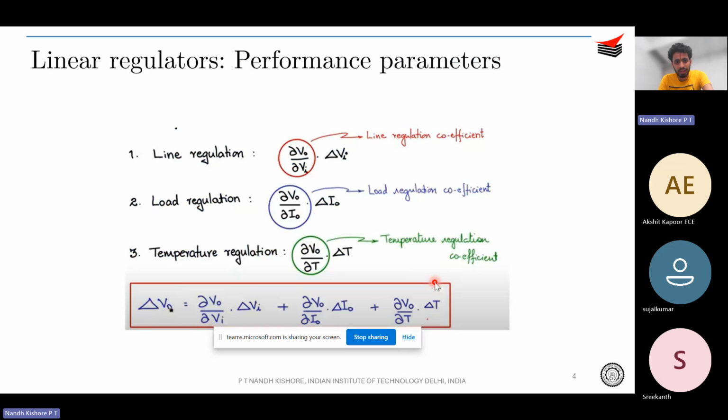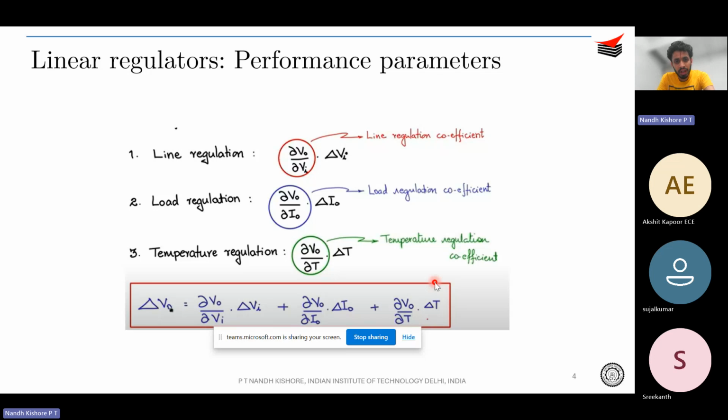You understood that there is something called line regulation, something called load regulation, and temperature regulation. Line regulation is based on delta VI, that is, whatever is the change in the unregulated DC input, correct? So if you have a change in unregulated DC input, a delta VI, how well is your V naught maintained at V naught? Let's say I have a change in input from 8 volt to 12 volt. How good am I able to maintain my output voltage at 5 volt?